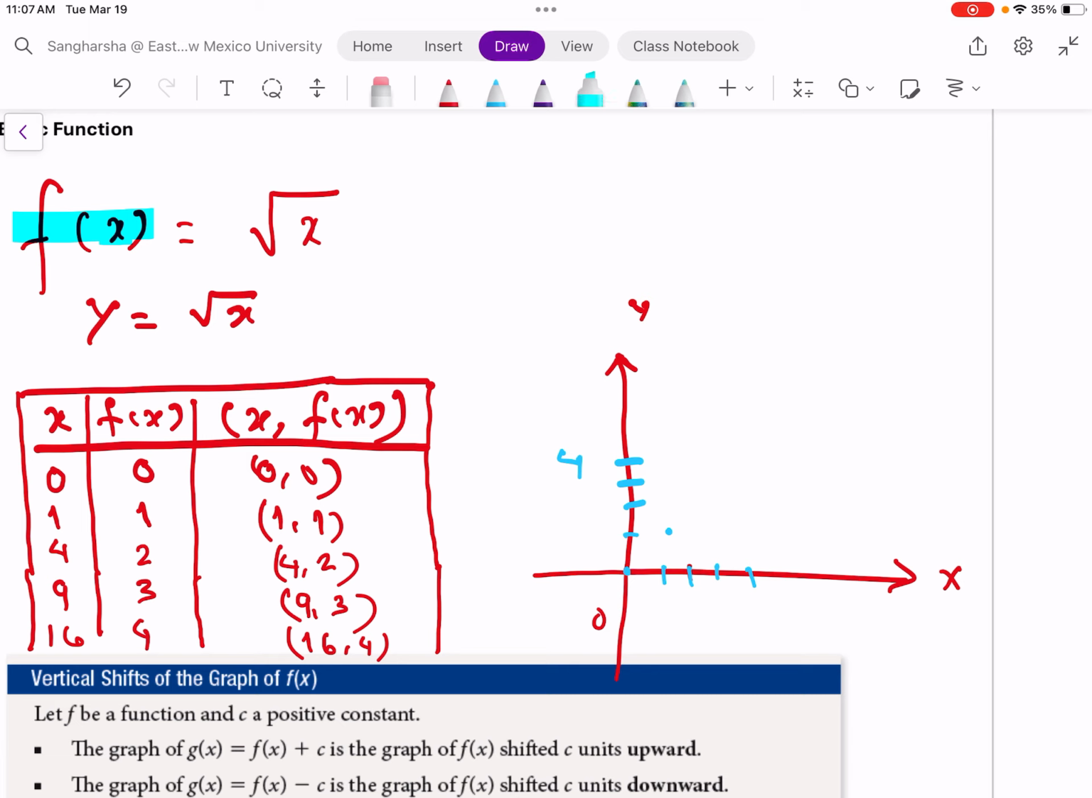The next point is (4, 2). So let's plot this one. So we have 4 and 2 here. Then we have (9, 3). Let's say this is 9. We have 3 and (16, 4). So we have 16 here. Let's say this is 16, and we have (16, 4). Okay. Right. So if we connect every dot, we get a graph. Okay. How far can we extend this graph on the right? Yes, right. We can choose any number which is greater than 0, right? Now this is the graph for this square root function.